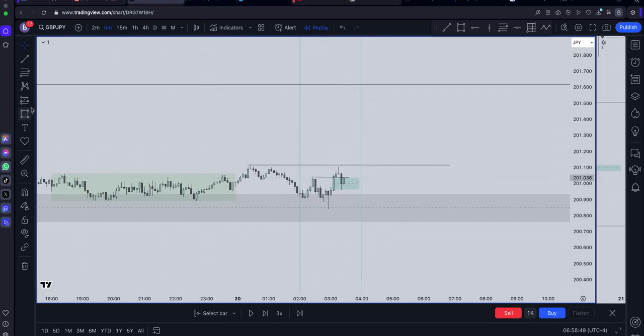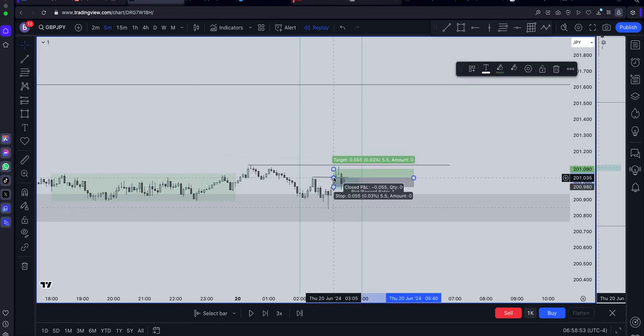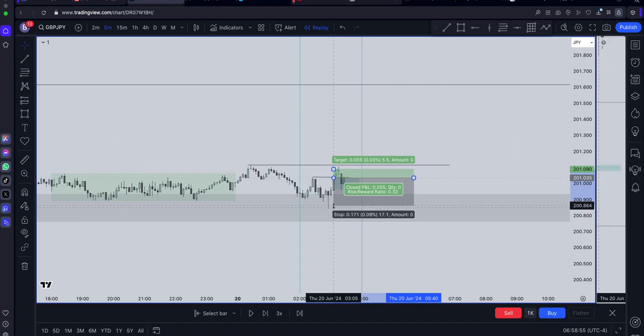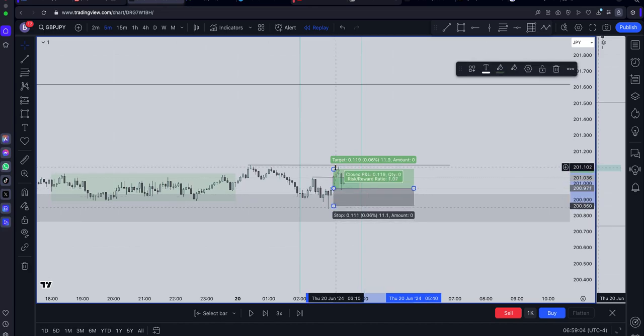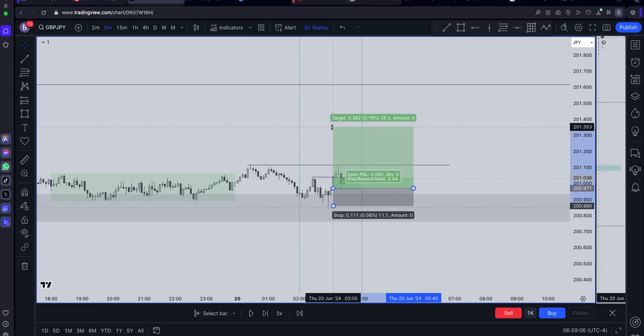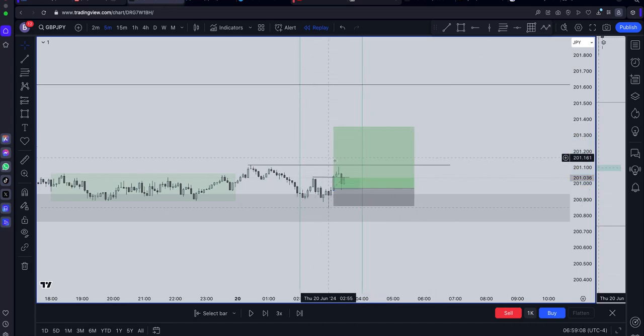You understand? So this is going to be your entry. You can either enter here, depending on how you want to do your risk. You can enter here, you can enter the 50%, you can enter the other block, whichever choice you choose. You understand? So you need to backtest it first before you trade it.